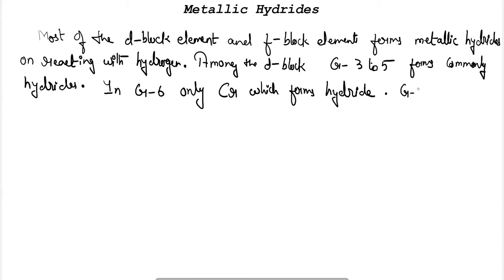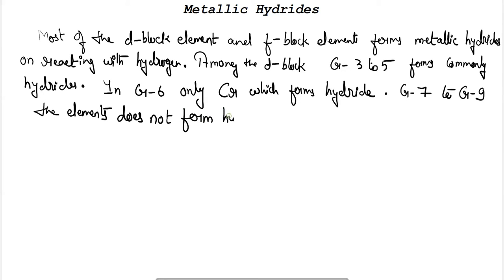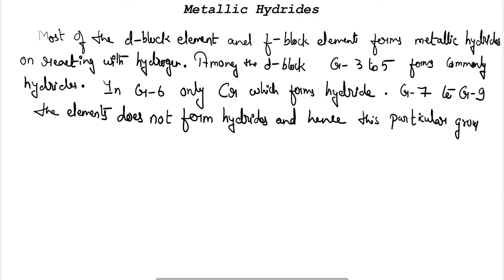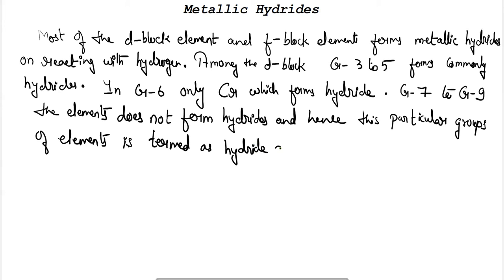And from group number 7 to group number 9, the elements do not form hydrides, and hence this particular group of elements is termed as the hydride gap.